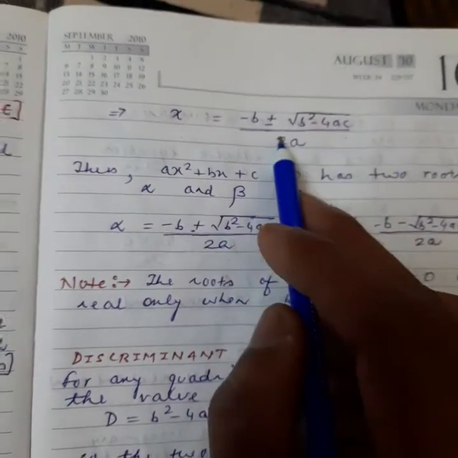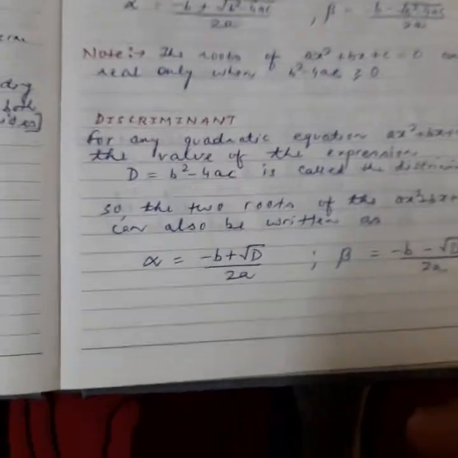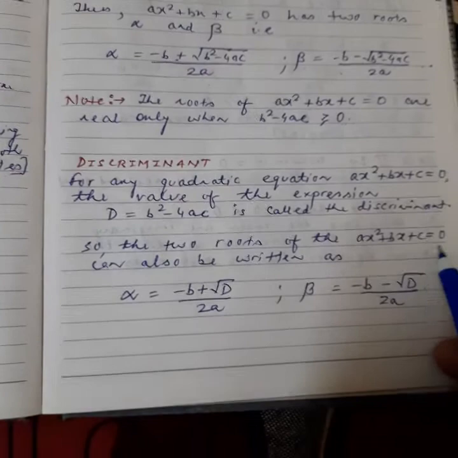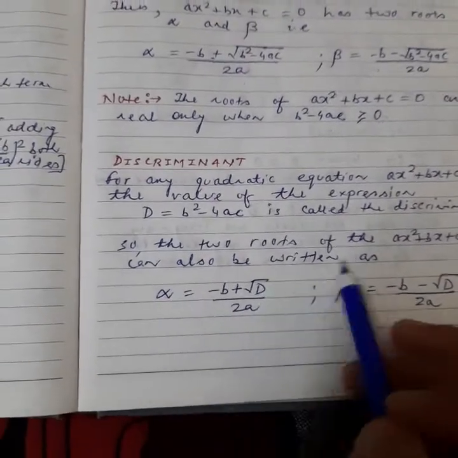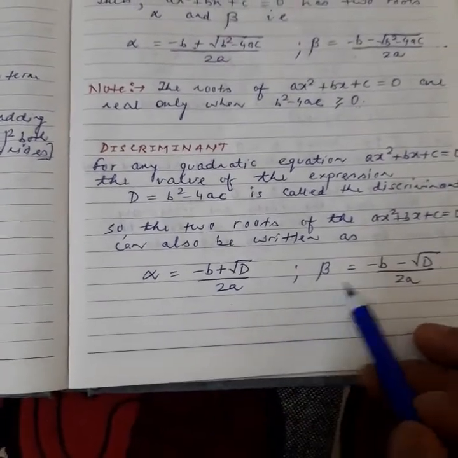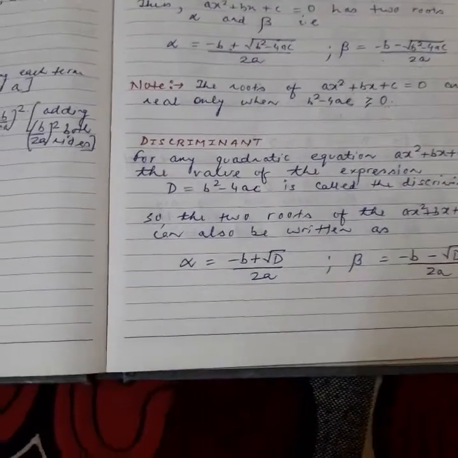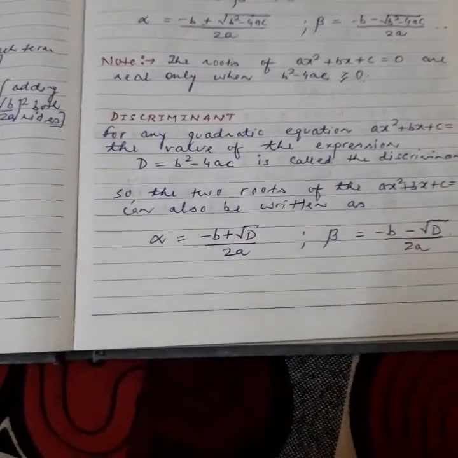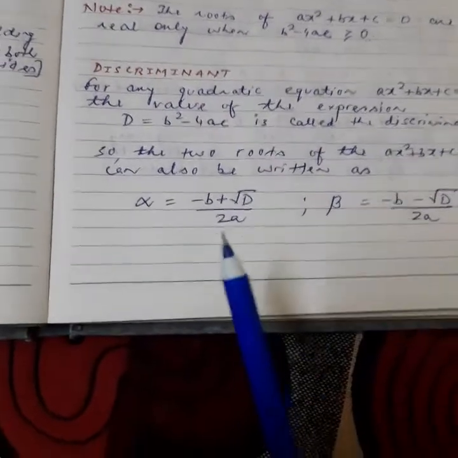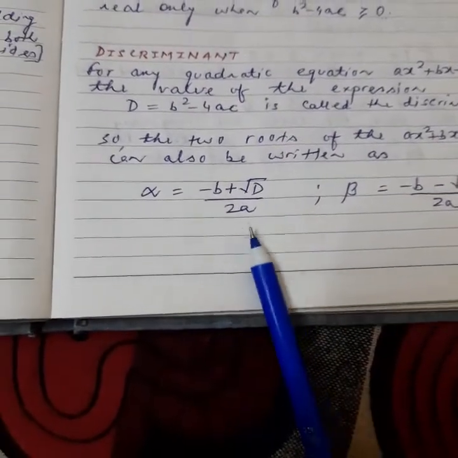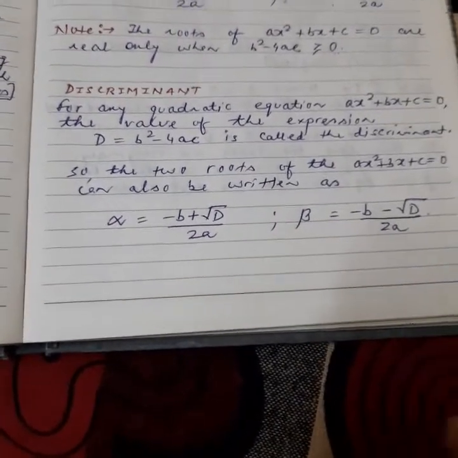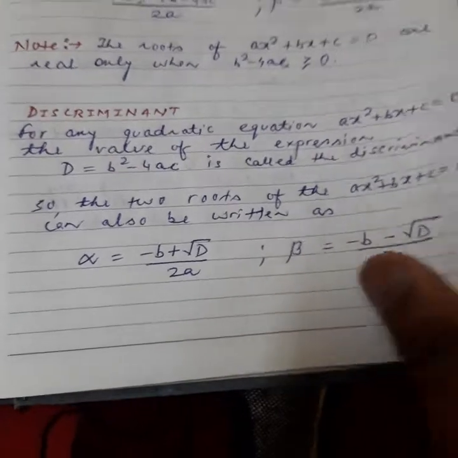So this formula can also be written like this. The two roots of ax square plus bx plus c equals 0 can be written as alpha equals minus b plus root under D by 2a and beta equals minus b minus root under D by 2a. So finally, to keep in mind, the two zeros of the equation are alpha equals minus b plus root under D by 2a and beta equals minus b minus root under D by 2a. Now let us understand this with some examples.